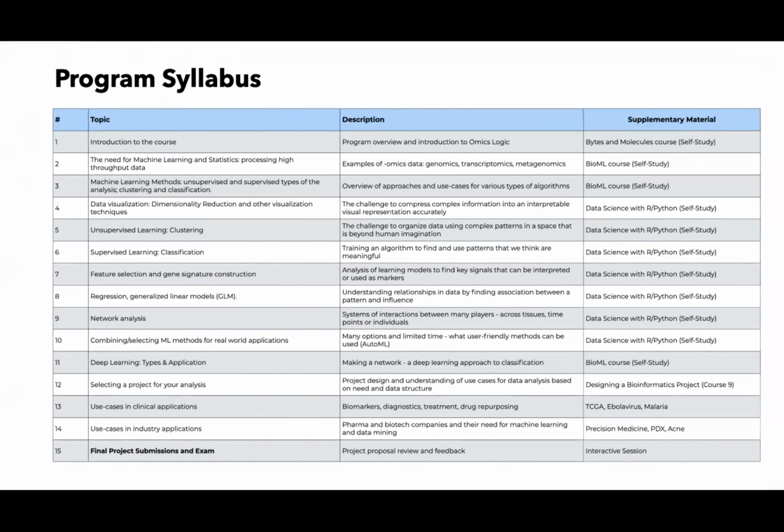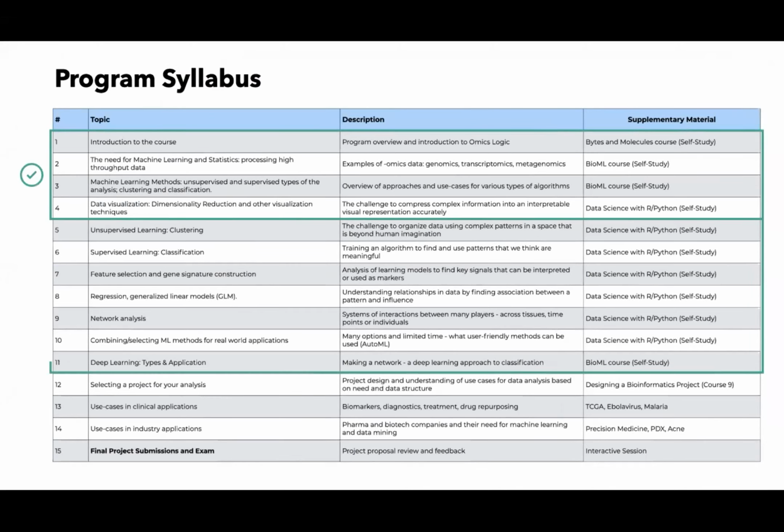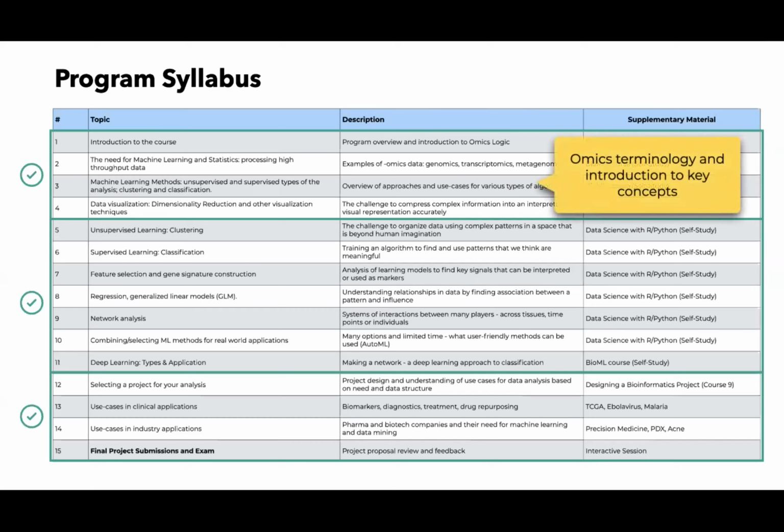So let's talk a little bit about what the different sections are going to cover. This is an overview of all of the topics that we are going to be covering in this program. We're going to divide it into 3 different parts. The first part is introduction. The second part is methodology, how to understand and apply these methods. And the last section is about the application to particular projects. The first session is going to give you a sense of omics data, terminology, and key concepts that you just have to know to get started.